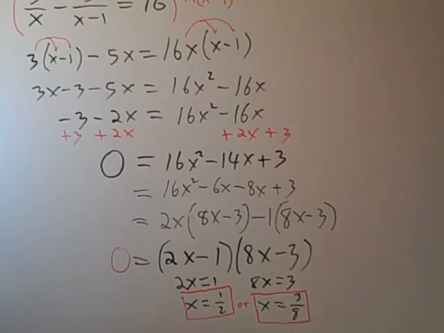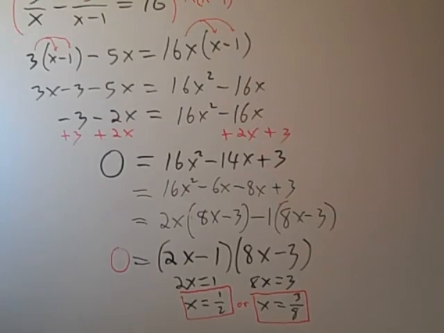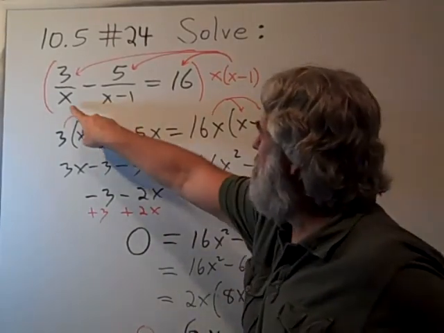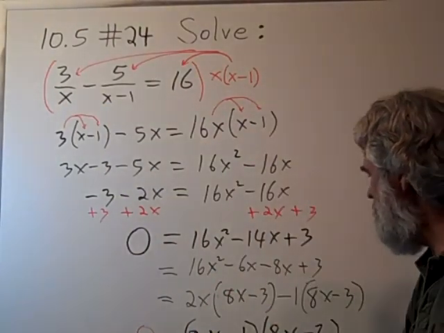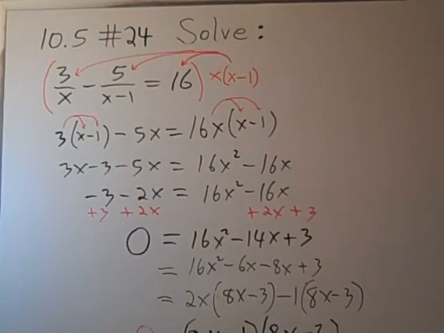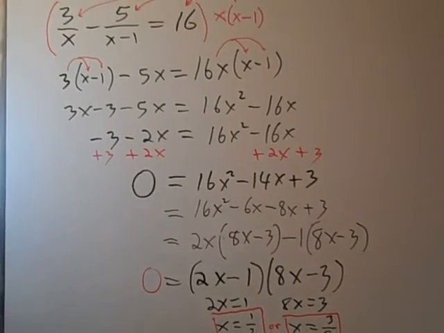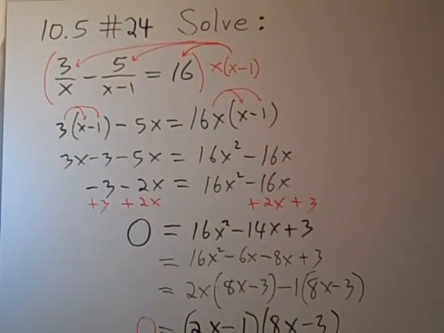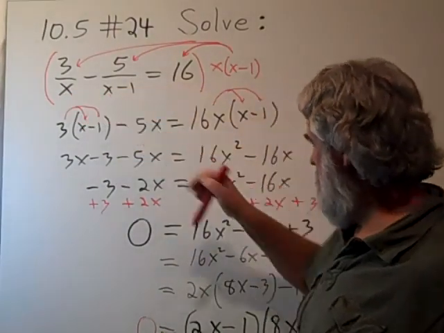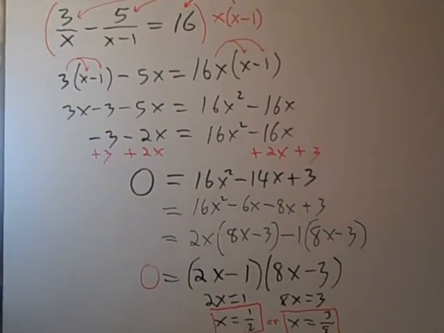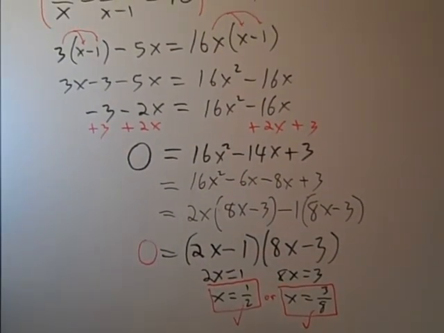And we have to check that they don't make a denominator 0 in the original problem. Now x equals 1/2 doesn't cause any problems here. If x is 1/2, no problem. So a half checks out okay. And if x equals 3/8 on the other hand, the other possible answer is 3/8, that also works out. If x is 3/8, it doesn't cause any denominator to be 0. So there are two solutions to this rational equation, and they are 1/2 and 3/8.